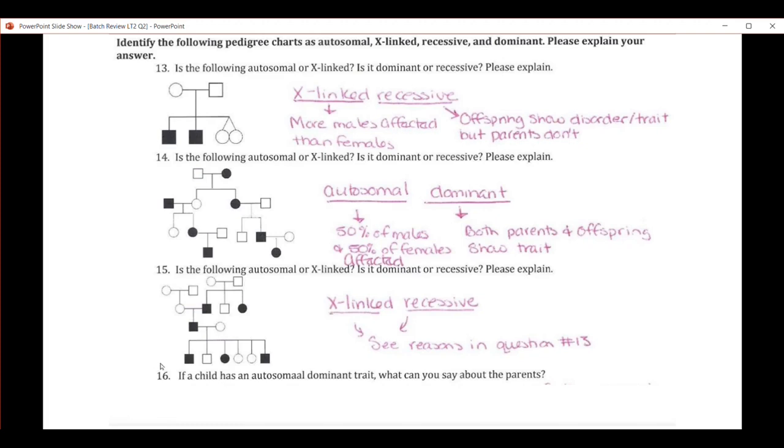Okay, number 16, if a child has an autosomal trait, what can you say about the parents? So if it's autosomal dominant, this means that at least one of the parents would be affected. And that would be the answer to that.